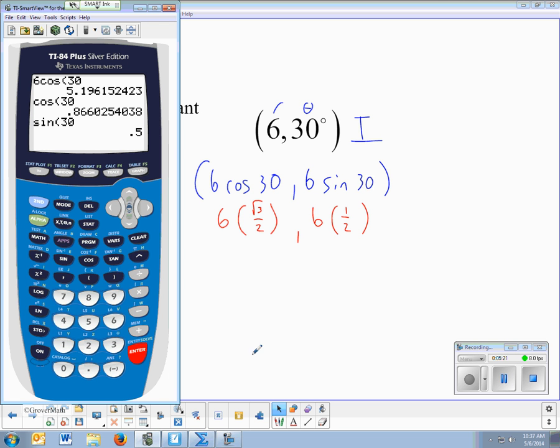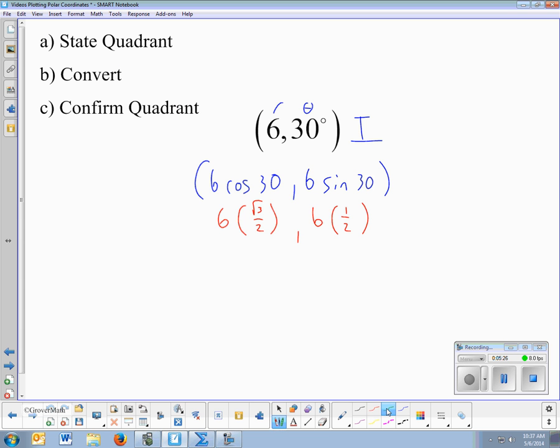Sine 30 is a half. So it's 6 times rad 3 over 2, and it's 6 times 1/2. 6 times rad 3 over 2, you're going to see a lot of shortcuts. What you could do is simplify these fractions. Instead of 6 times rad 3 over 2, I could reduce the 6 and the 2 here.